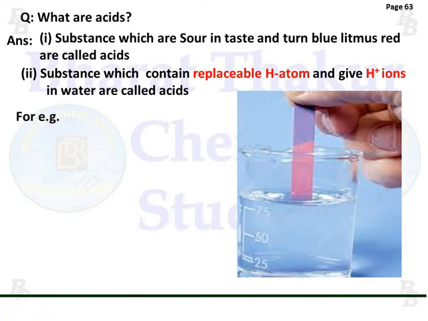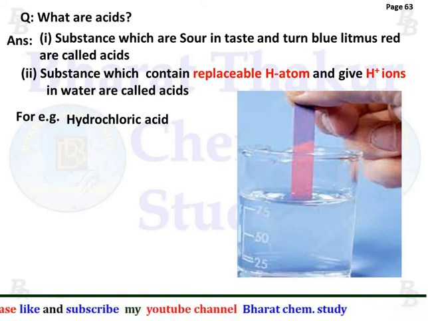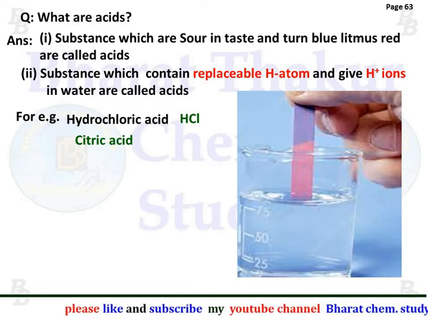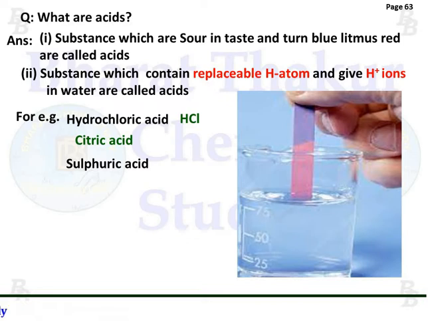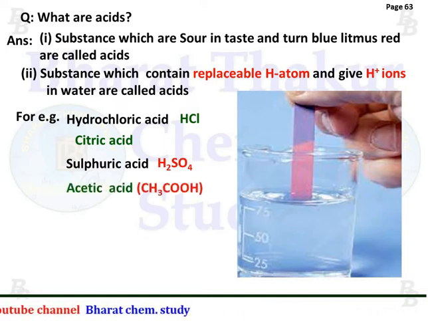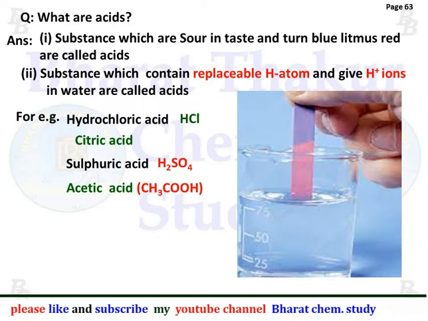The examples of acids are hydrochloric acid, the formula for which is HCl; citric acid, which is present in all citrus fruits; sulfuric acid, having the formula H2SO4; and acetic acid, CH3COOH, which is present in our vinegar.